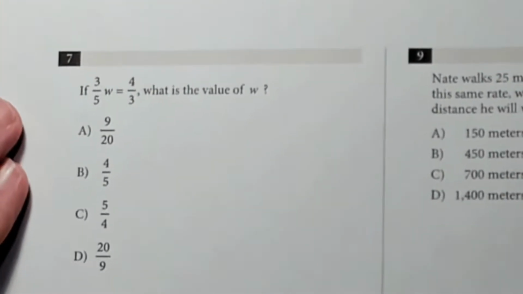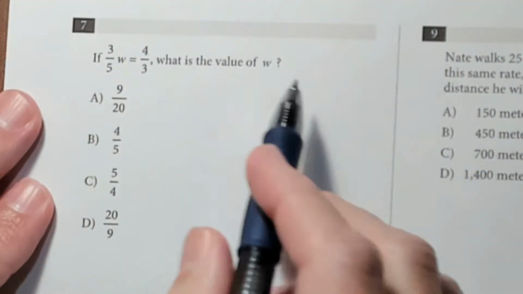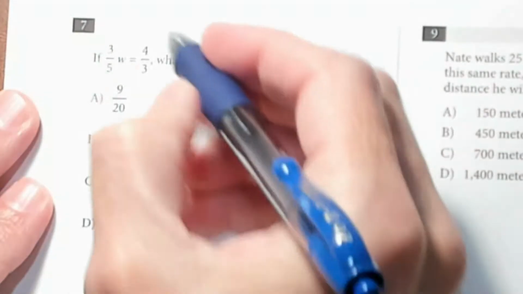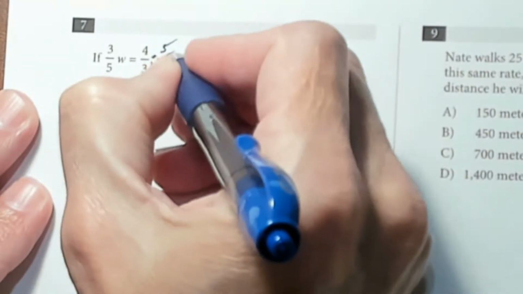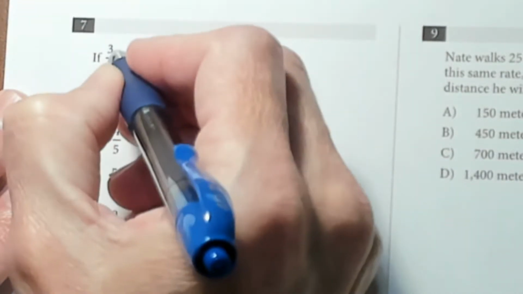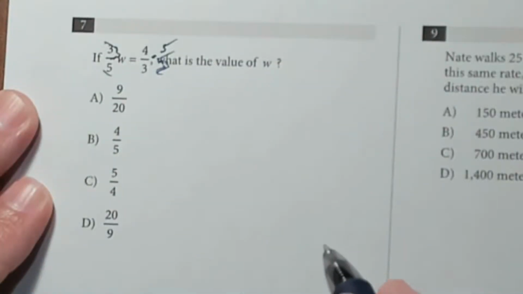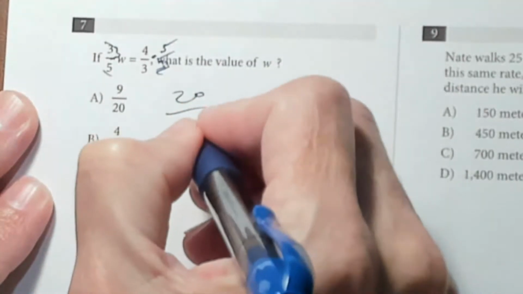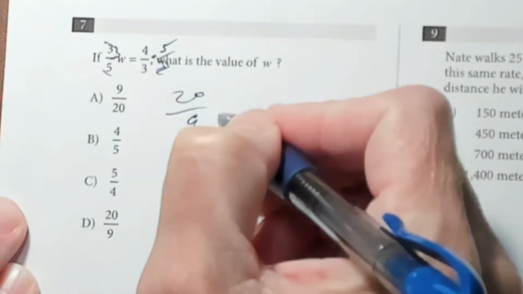Number 7. This one here, what do you do here? Multiply both sides by the reciprocal. So times 5 over 3. Times 5 over 3, that's going to cancel. So you get 20 over 9, which is D.